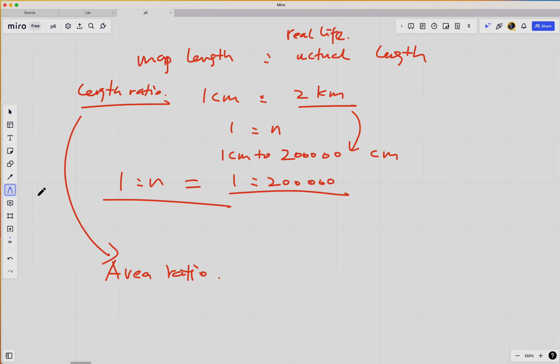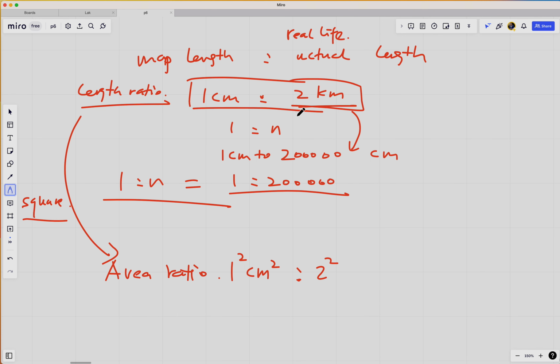You square everything of the length ratio, right? The length ratio is this entire thing. So if you square everything, you square the 1, you square the cm, then the dot dot is dot dot, then you square the 2, and you square the kilometer.